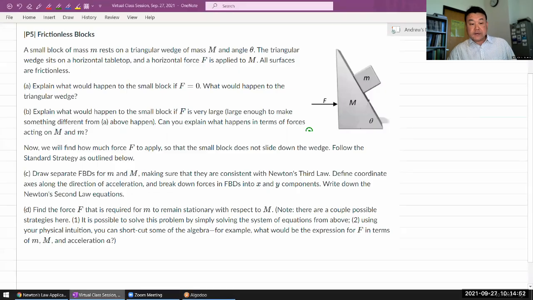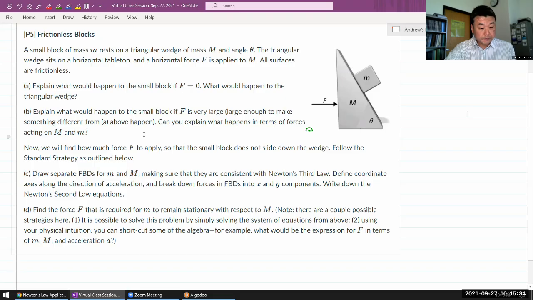Now, what we want to work out is, okay, you have some phenomenon that depends on how much force you apply. And the question is, is there an exactly right amount of force you can apply with which the block will stay at rest relative to the ramp? More precisely, meaning it won't slide up or slide down. So that's the question, and we basically went through A and B, and so now we will find how much force F to apply so that the small block M does not slide down the wedge.